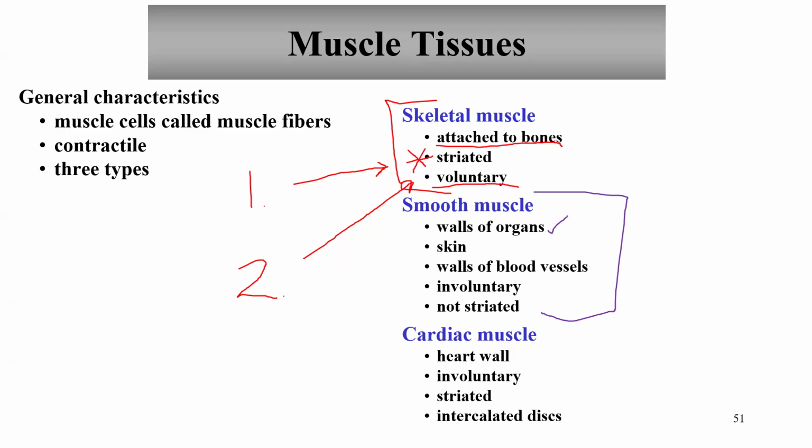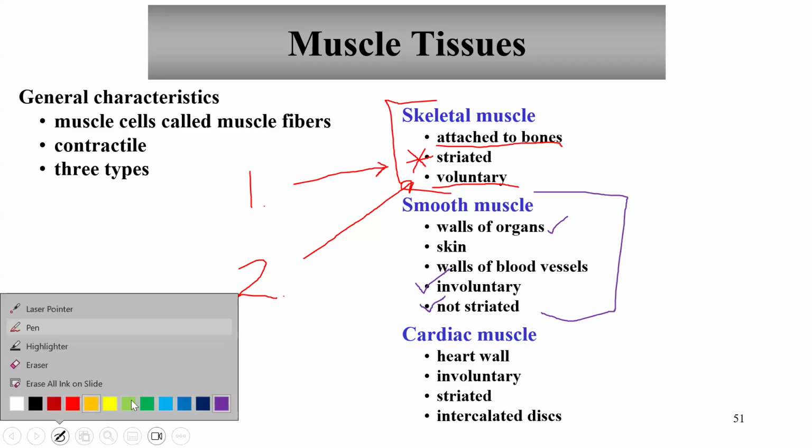It compresses your hollow organs for the most part, or your glands. Check it out. It's involuntary. Involuntary. You should know that. You don't tell your blood vessels or your stomach, hey, stomach, contract and move things around. We don't have to do that. It lacks striations. No striations present on smooth muscle.